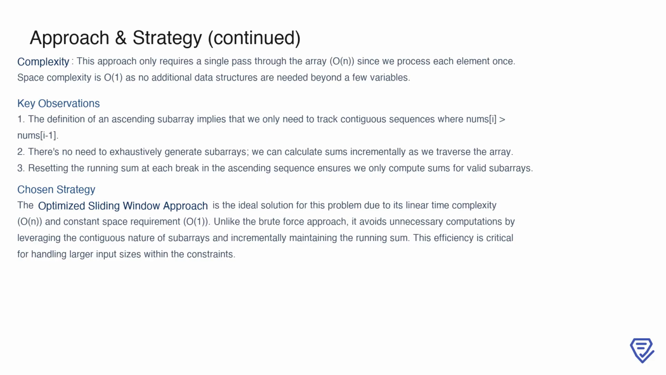Several key observations about the problem enable this optimization. First, an ascending subarray is defined by contiguous sequences where nums[i] is greater than nums[i-1]. This means we don't need to generate subarrays explicitly; instead, we can calculate sums incrementally as we traverse the array. Second, by resetting the running sum whenever the ascending sequence breaks, we ensure that only valid subarrays contribute to the computation. These insights allow us to avoid redundant calculations and make the process more streamlined.